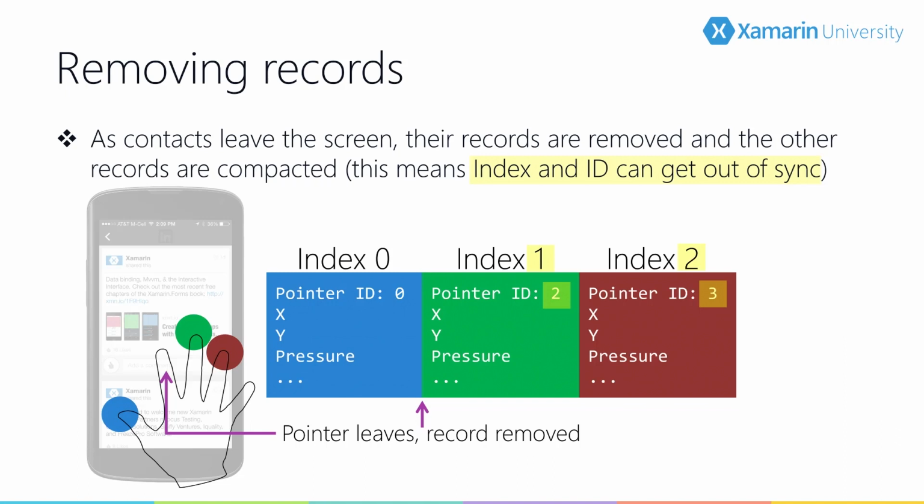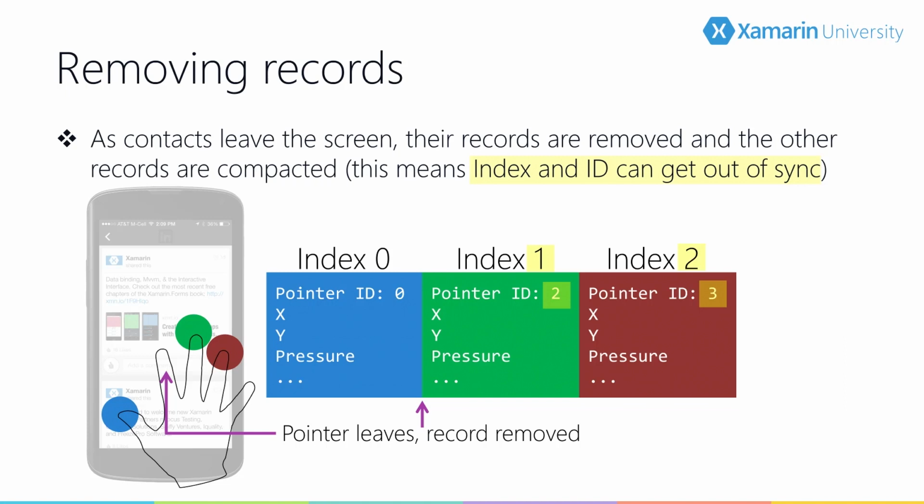When a user lifts a finger off the screen, Android notifies you first, then removes the record for that contact. After the record is removed, the collection is compacted so that there's no gaps. The Android documentation again says the order in which the individual pointers appear is undefined, so the compaction algorithm is implementation specific. The implementation could use an array, a linked list, whatever.